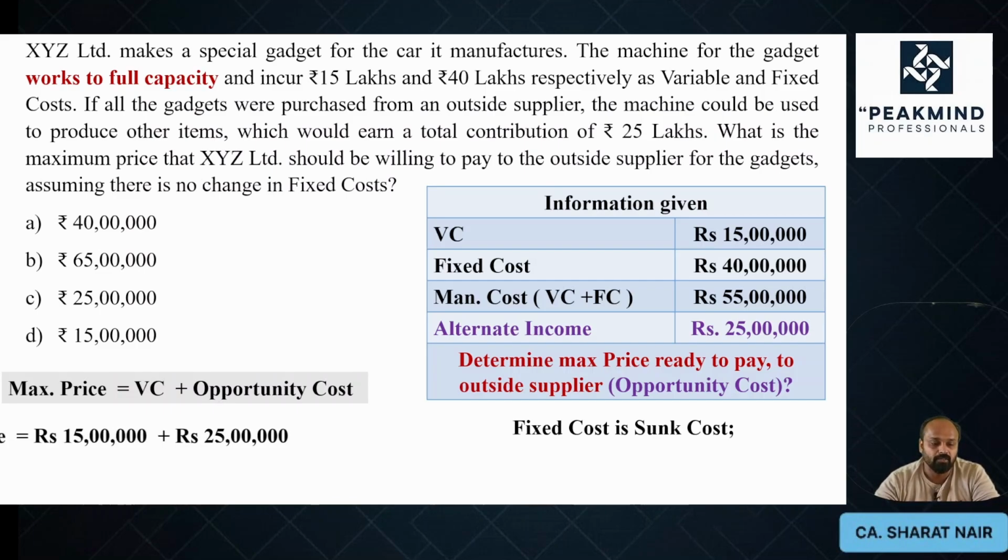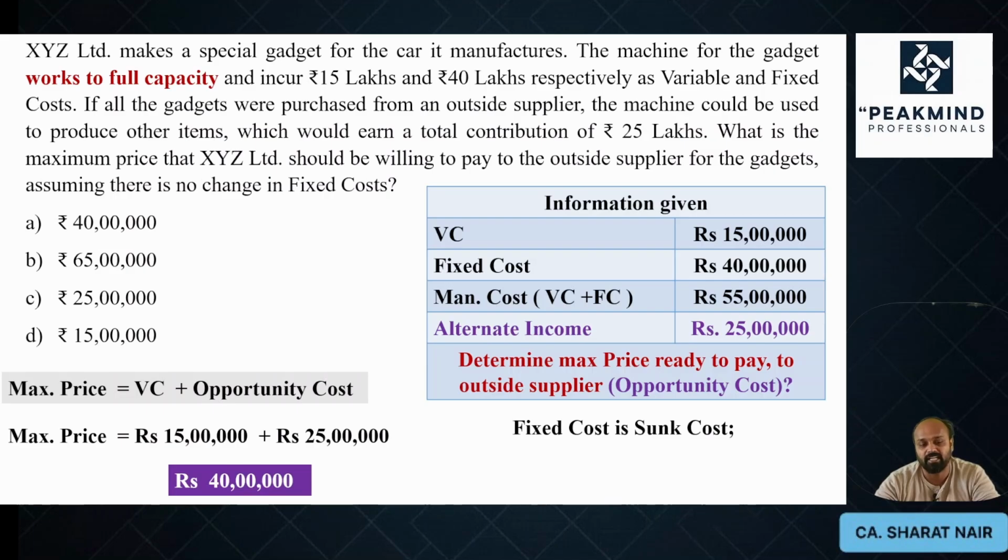Okay. Now variable cost is 15 lakh. Opportunity cost, that is we say as opportunity cost, which is 25 lakhs. So maximum the price which the company can bear to pay to get the material from the supplier is 15 lakh plus 25 lakh, it is 40 lakh. So answer is option A, 40 lakh.